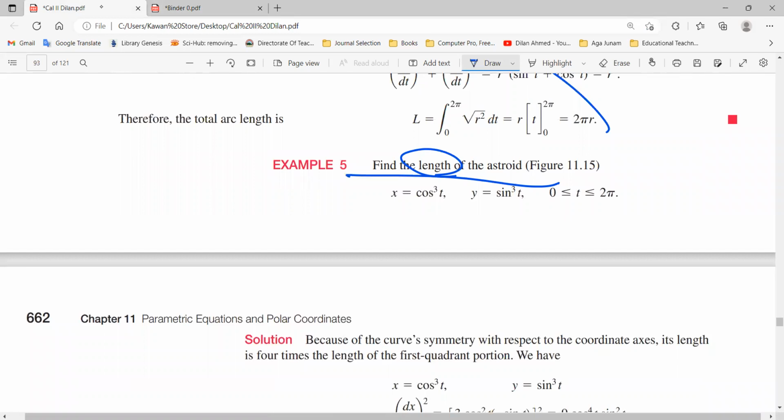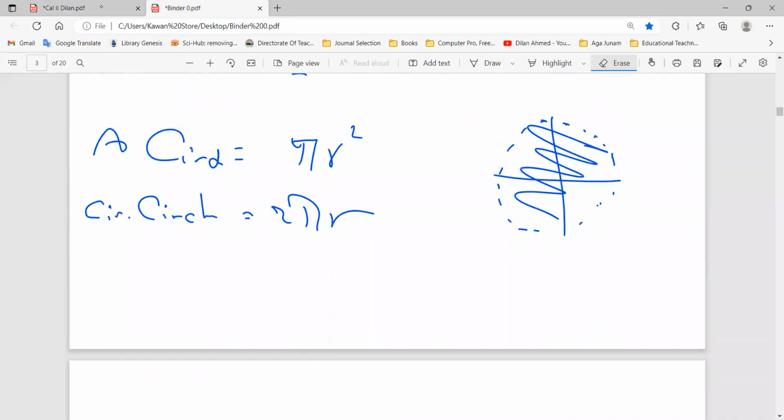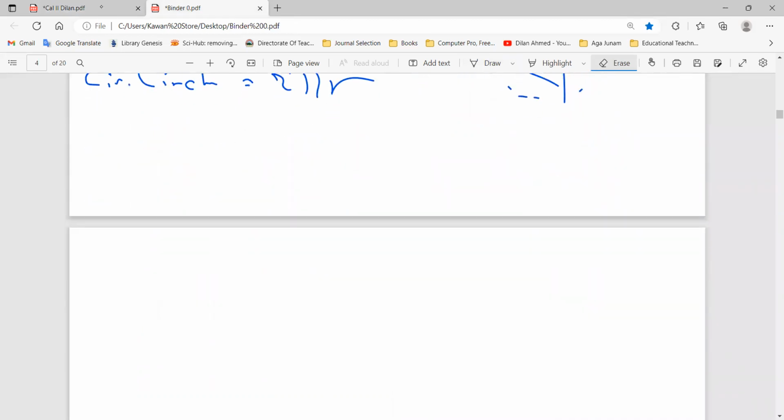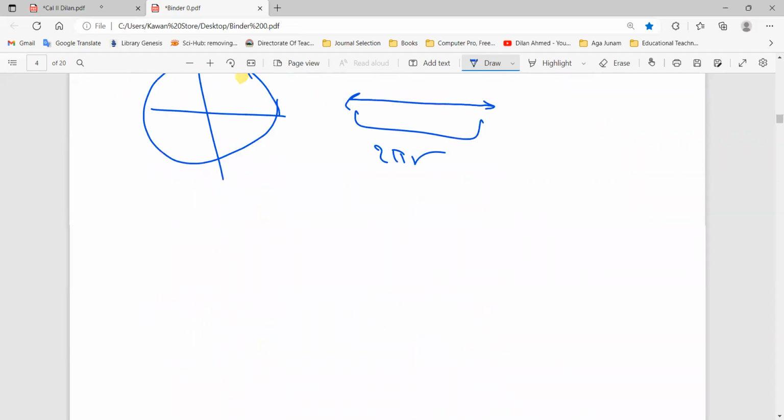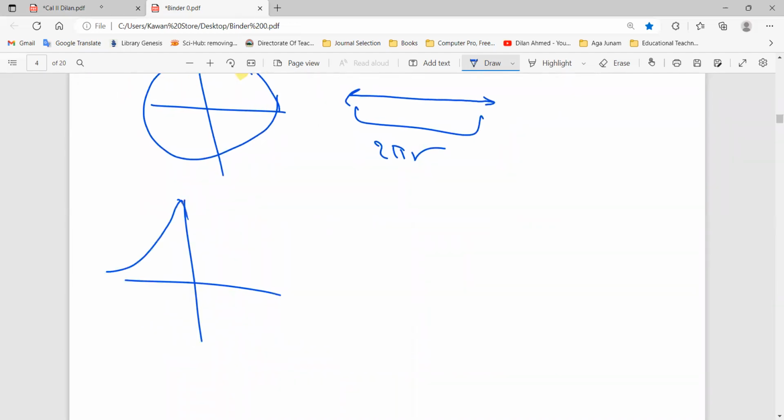Length is what? For example, when I say find the length of the circle, what do I mean? If this is my circle, I'm going to cut it here, just here, and I'll get one line. It starts from here to here. I'm going to expand it. So the length of it is equal to 2 pi r, like that. Now in the previous example, we had asteroids. It was like that.